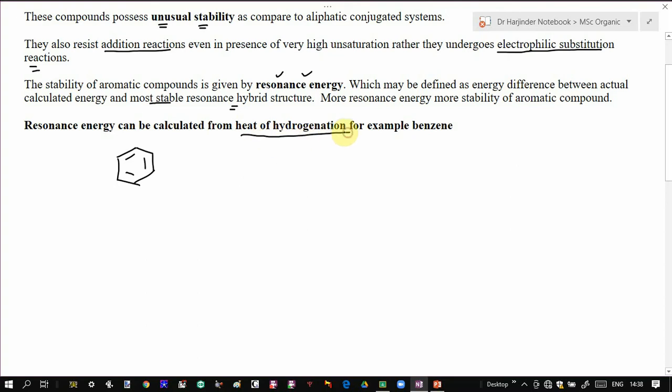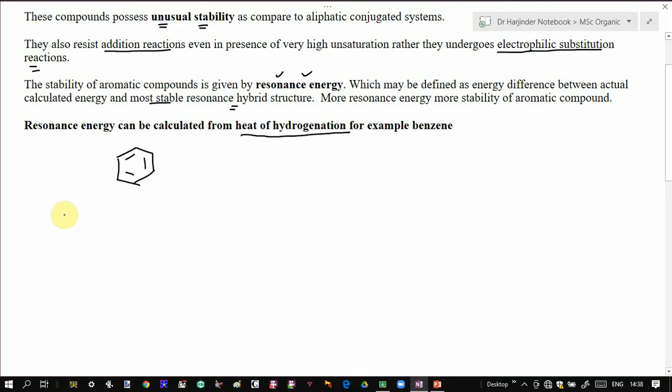Heat of hydrogenation means the amount of energy which is released when one mole of hydrogen is added to a double bond. So let us take an example and calculate the resonance energy of this benzene molecule, which is a stable molecule as compared to a conjugated system.